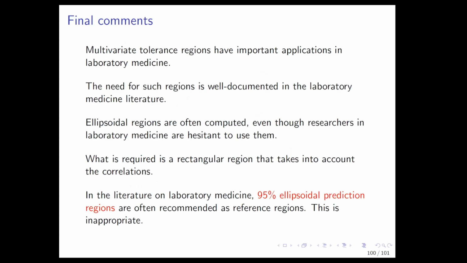And so, final comments. The multivariate region is very, very important in laboratory medicine. They always talk about the need for such regions, but they hesitate to use ellipsoidal regions, and I explained why that is so. Unfortunately, they also recommend a 95% prediction region. That means no mention of any content. This is clearly inappropriate. Some of them do recommend that.